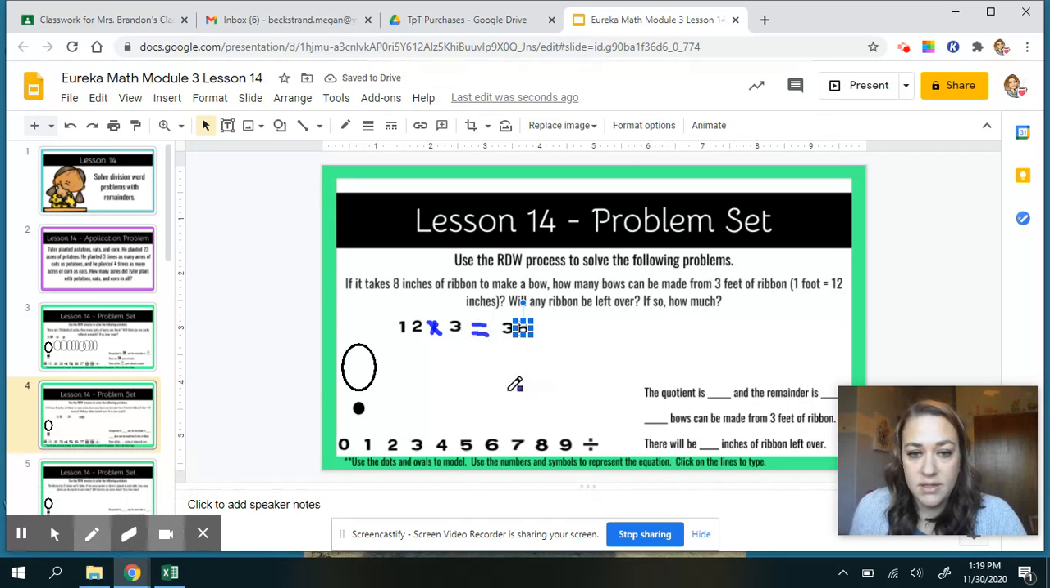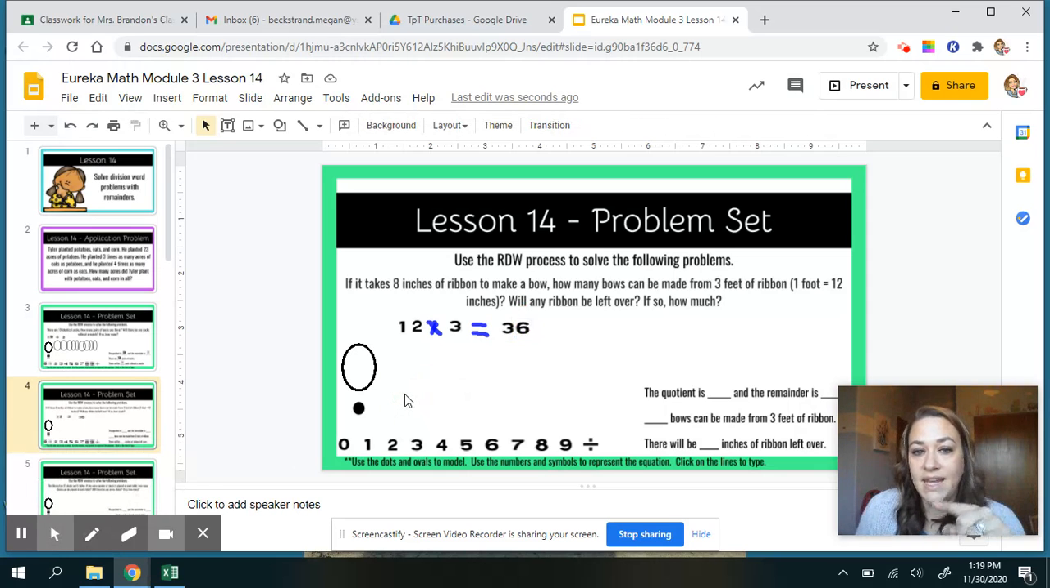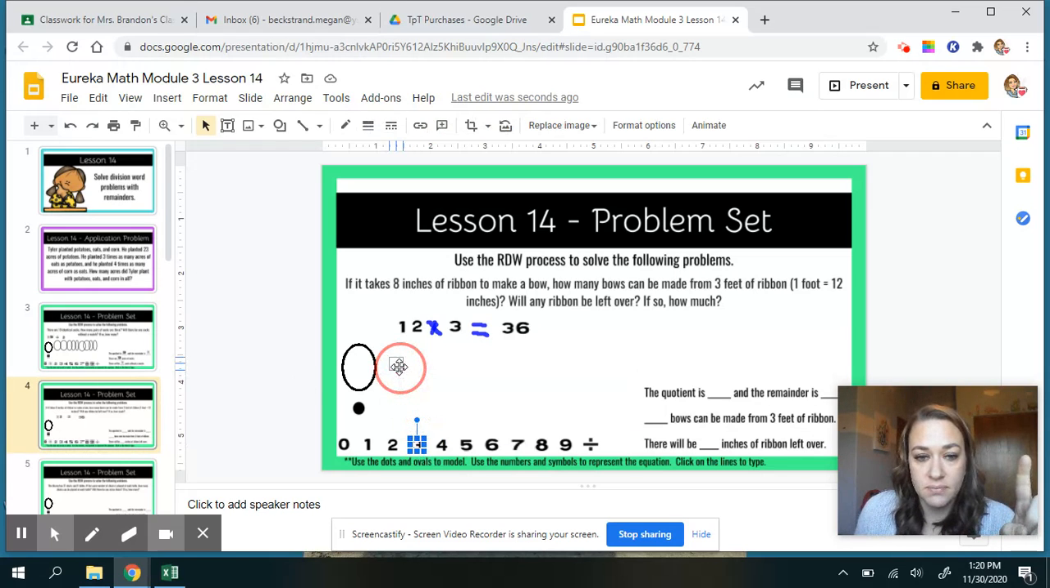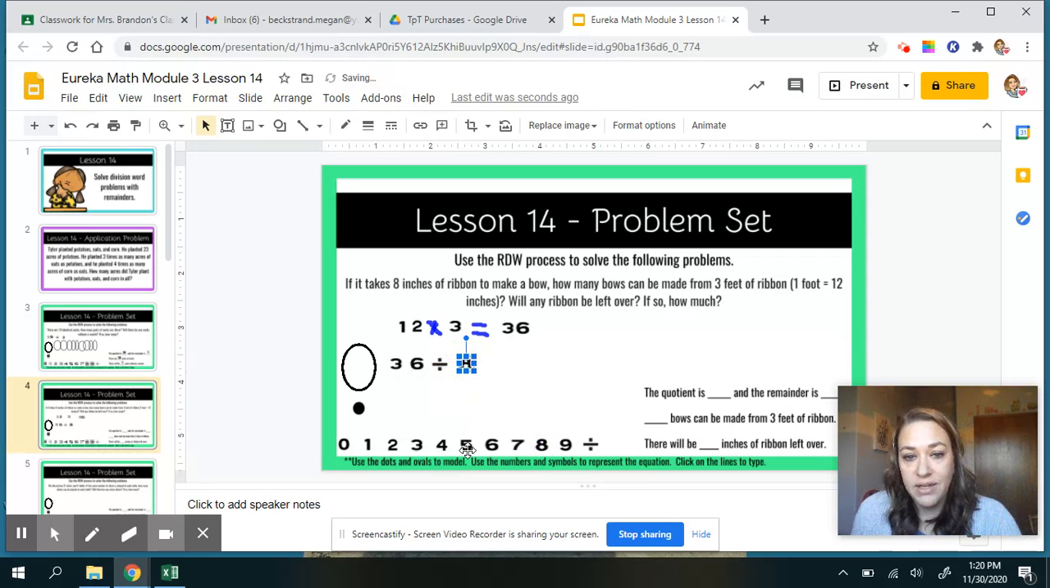Okay. So if I have 36 inches of ribbon and it takes 8 inches to make 1 bow, our division problem is going to be 36 divided by 8. So I'm going to have to break that 36 into groups of 8. So really, how many equal groups of 8 can I make if I have 36 total?